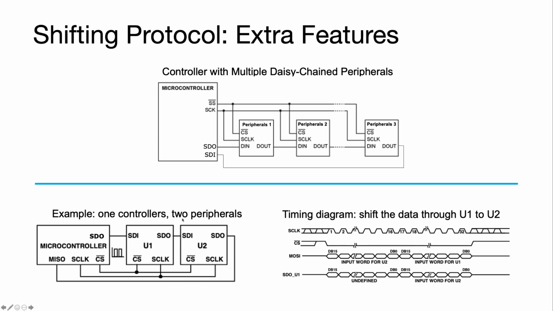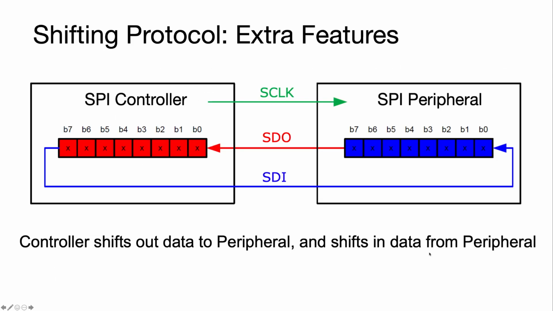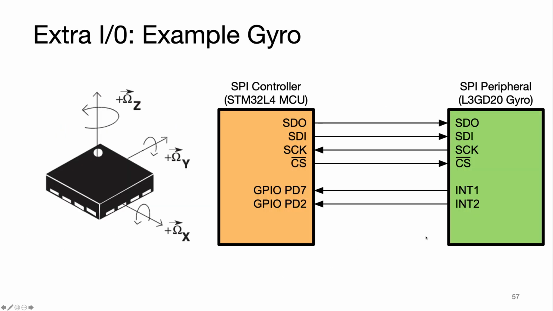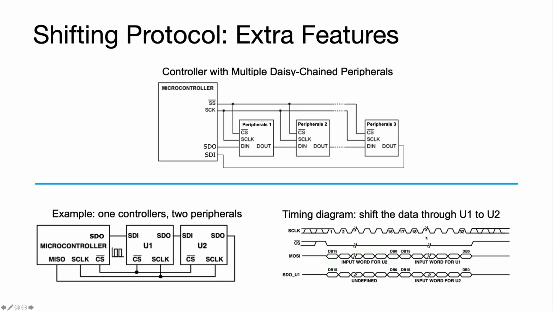In this example, we have 1 controller and 2 peripherals in this configuration. And here we see that this is the input word for U2, which happened first. So it gets pushed into U1, and then you push, oops, come back. So here the word for U2 was pushed out of the controller first, and then the word for U1 came. I think my builds are broken, but it doesn't matter.